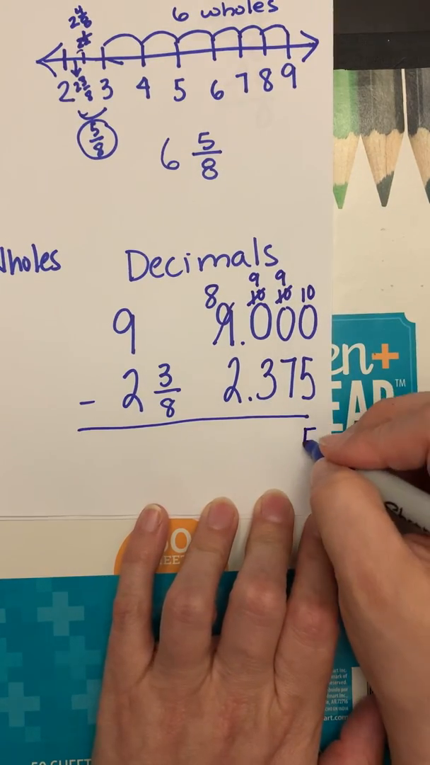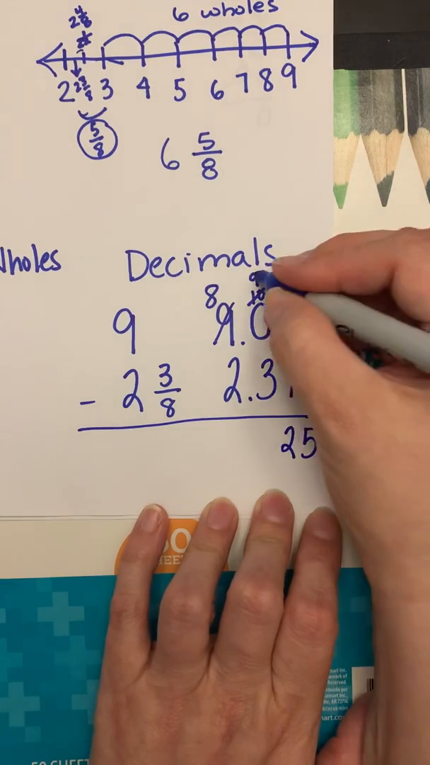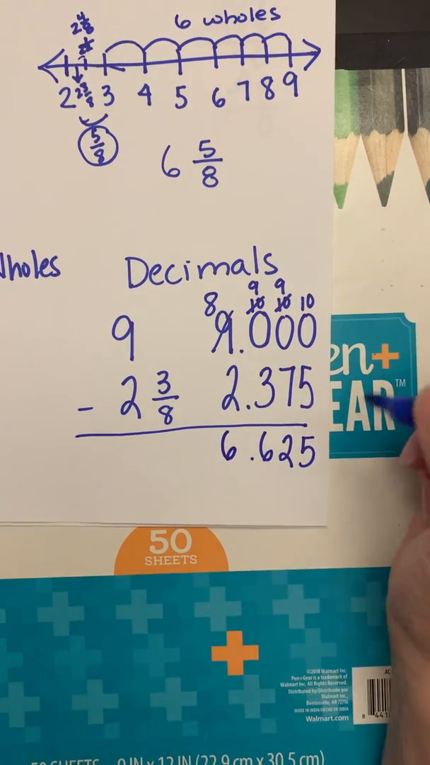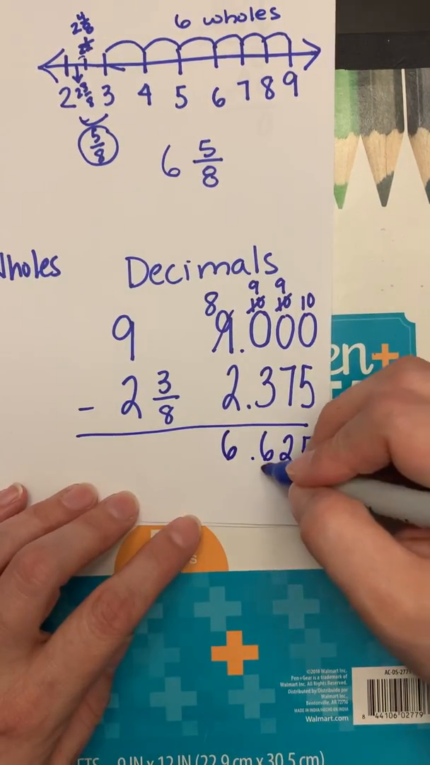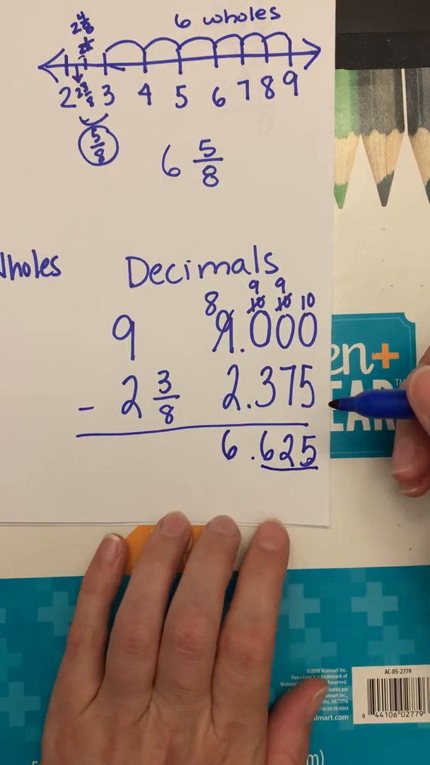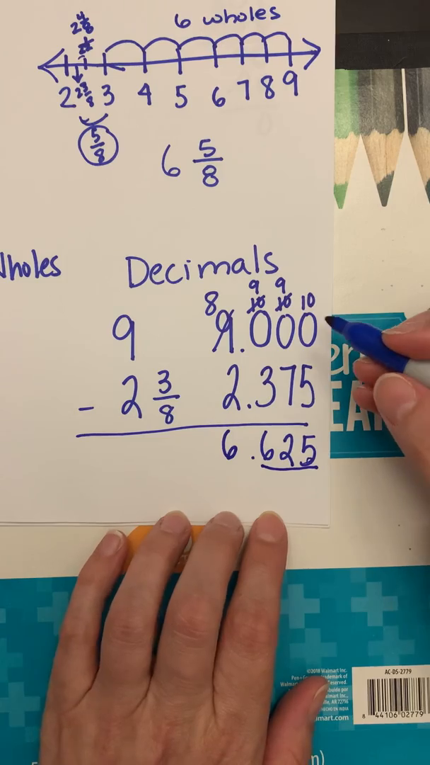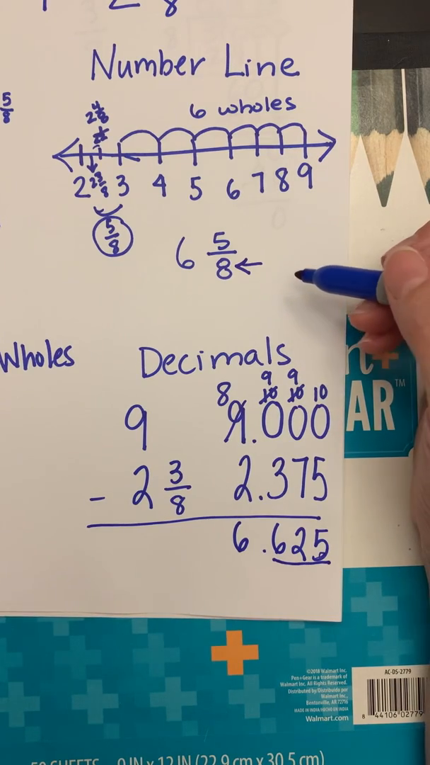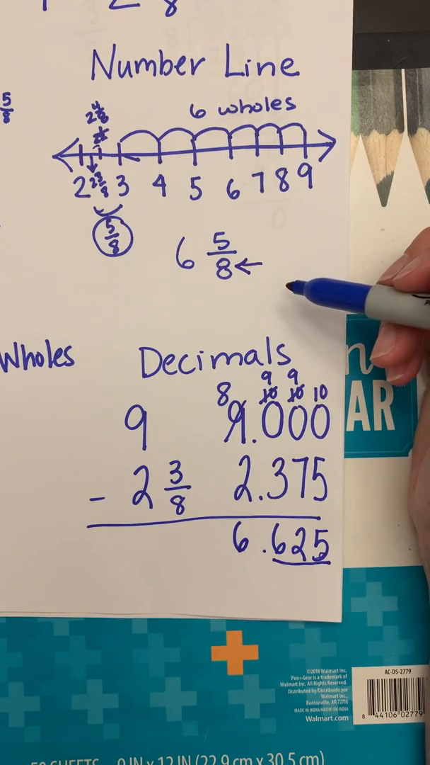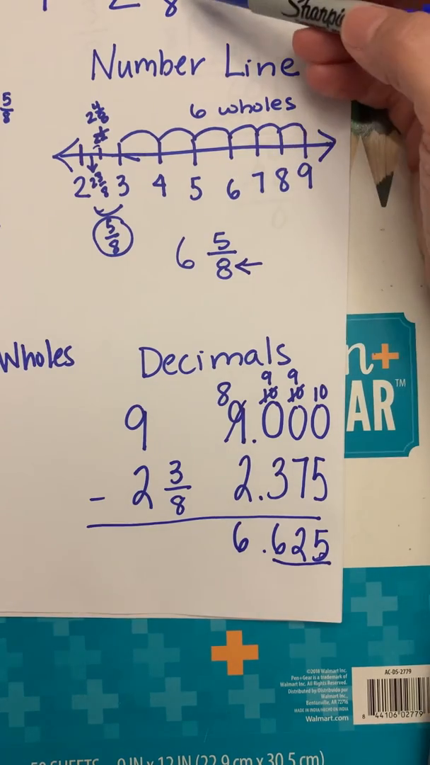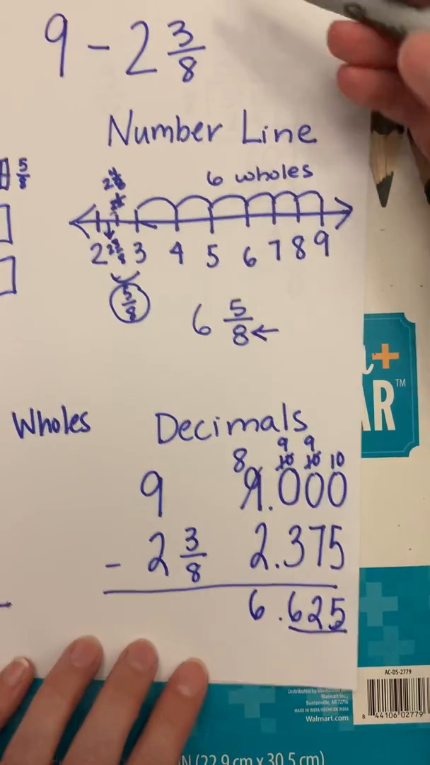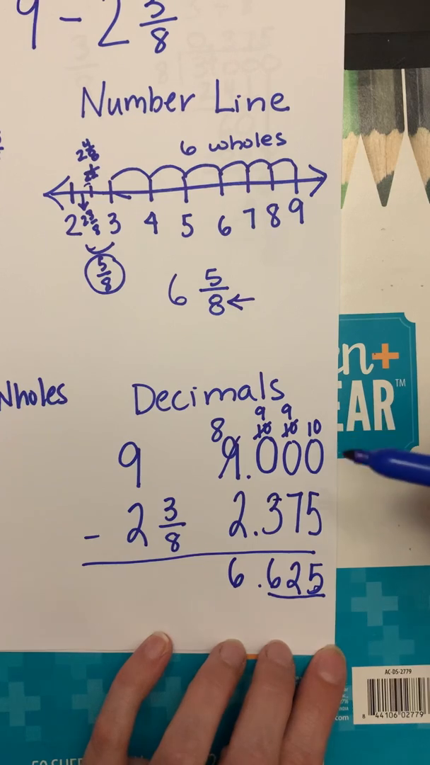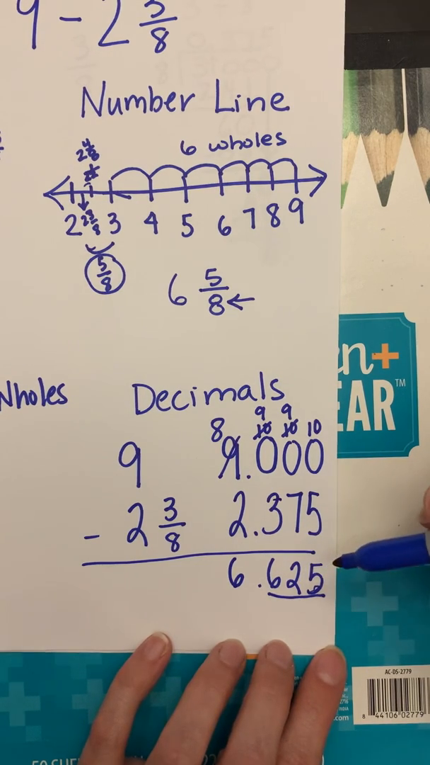10 minus 5 is 5. 9 minus 7 is 2. 9 minus 3 is 6. And 8 minus 2 is 6. Now you're probably wondering, well, how do I know what fraction 6.625 is? Well, we know that we're working with denominators that are eighths, and we can use some logic to think about this. So we know that 3/8 is 375 thousandths. So 625 thousandths is obviously going to be bigger than 3/8.